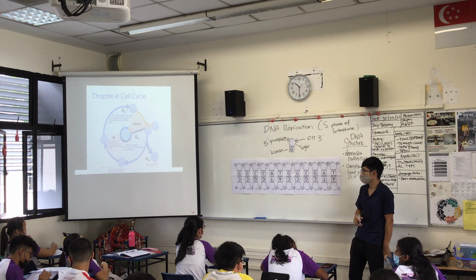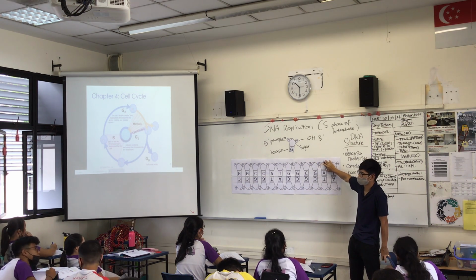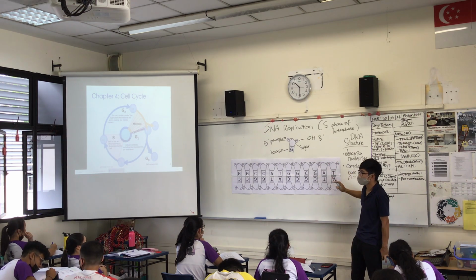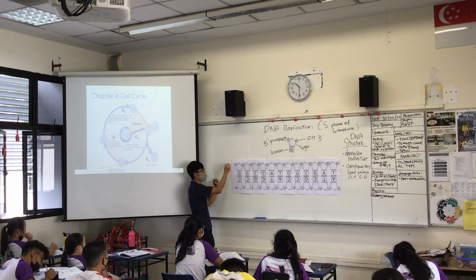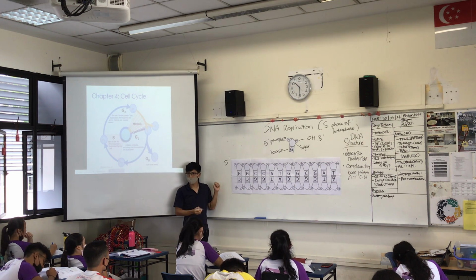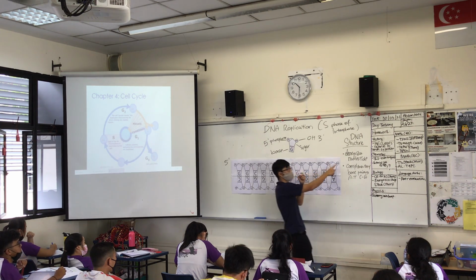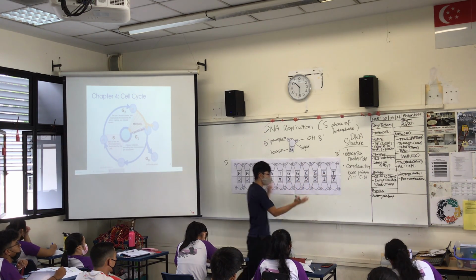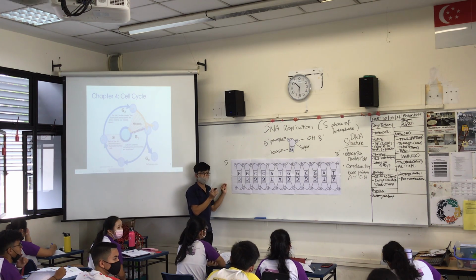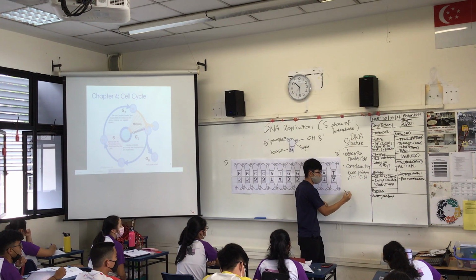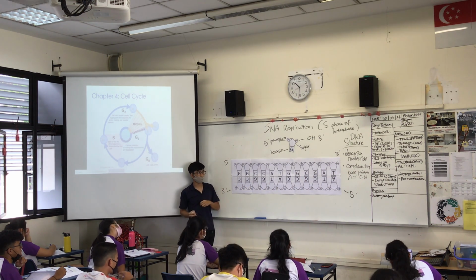Charmaine, where's the 5 prime end for this particular strand of DNA? The left side. So we identify the 5 prime end by where the phosphate group is. So this is 5 prime, a free phosphate group. Therefore, the free OH group will be the 3 prime. For this particular strand, over here, free phosphate group, 3 prime OH group, 5 prime and 3 prime.